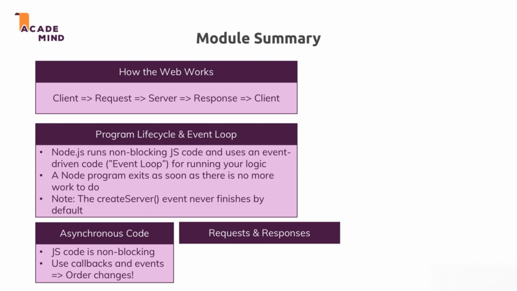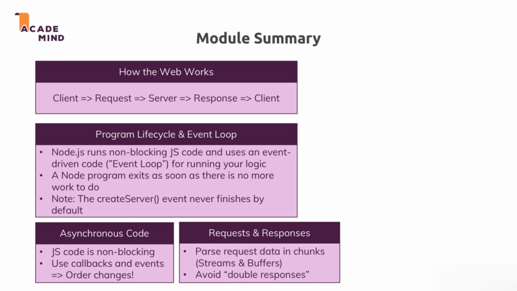We also saw how to work with requests and responses the Node.js way. We saw that we have to parse the request data, which arrives in chunks, and that we can use this concept of streams and buffers, which I explained, and that we should avoid sending double responses, so that after res.end, you must not send another response. This can happen easily if you forget about that asynchronous nature and that a line of code you write might not execute immediately. Depending on where you write it, if it's in an event listener, it will not execute immediately. That is what I mean, and that is what is important to keep in mind here.